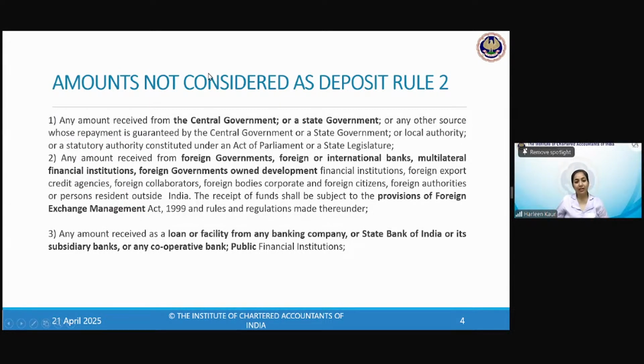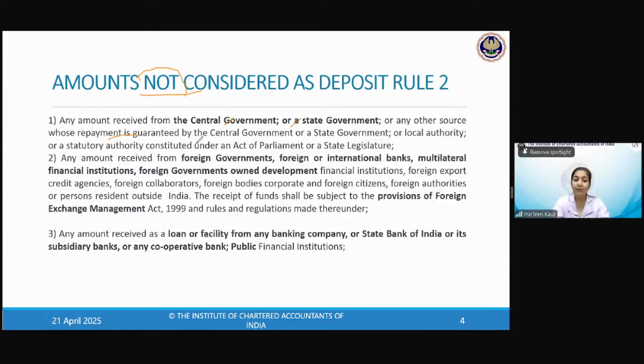Now we have done the general introduction. Let's start understanding Rule 2 of the Companies Rules 2014. Companies Rules 2014 tells us what are the amounts which are not to be considered as deposit. So the definition of deposit is to be done in a negative sense. What all is not considered as a deposit? Any amount which we receive from central government or state government or any other amount whose repayment is guaranteed by the central or state government. What is the meaning of this line, central and state government?